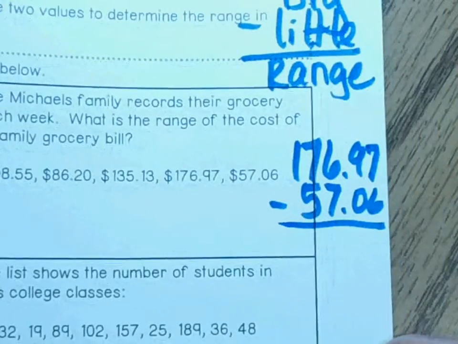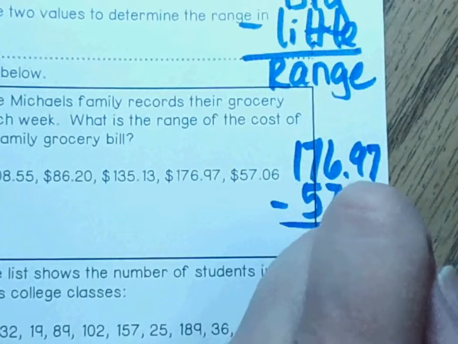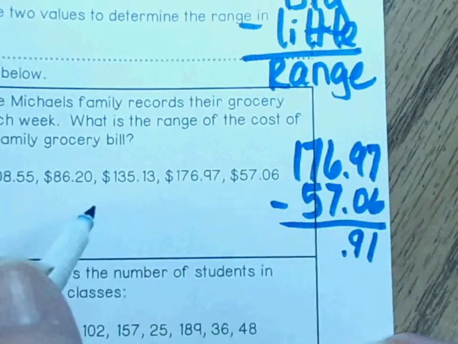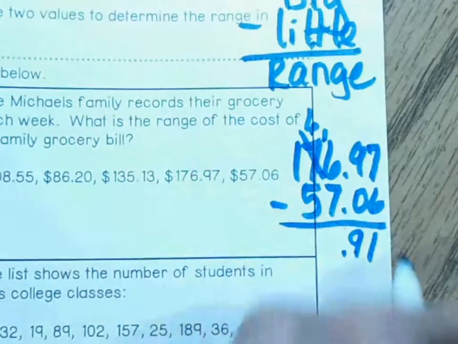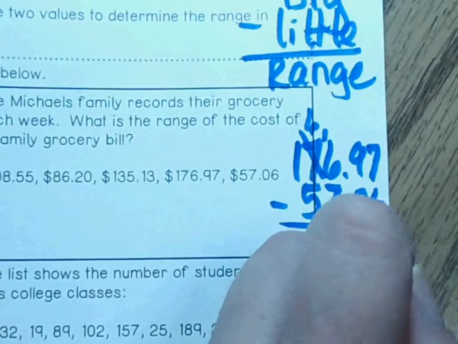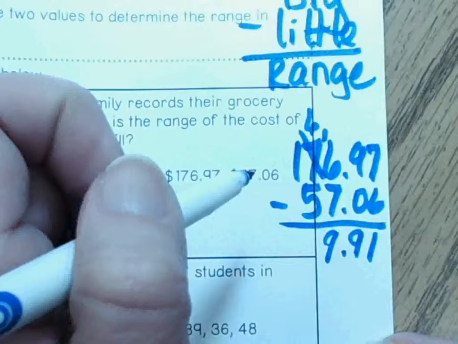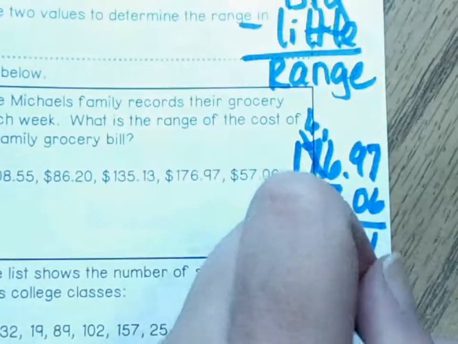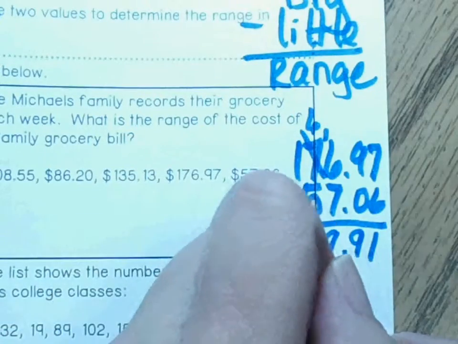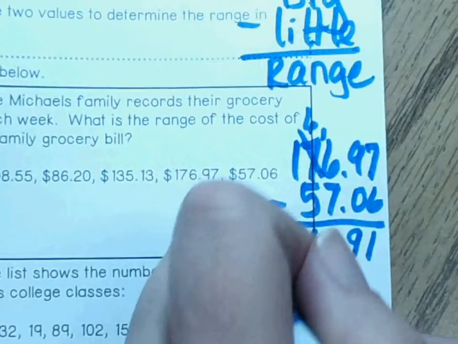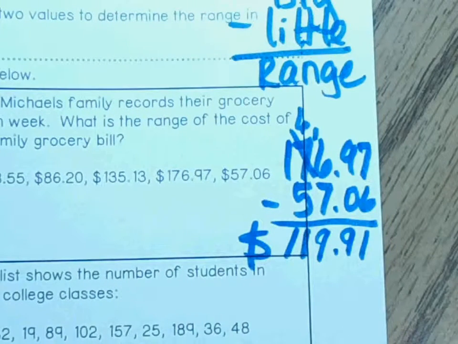So what is 7 minus 6? 1. What's 9 minus 0? 9. What's 6 minus 7? I need to borrow. So what is 16 minus 7? 9. And then what is 6 minus 5? No, not 6 minus 5. And then 1, 1. So, whew, okay, there we go. So it'd be $119.91.